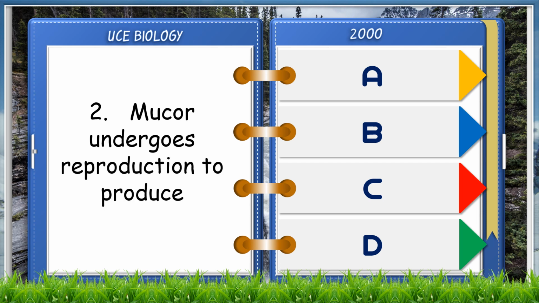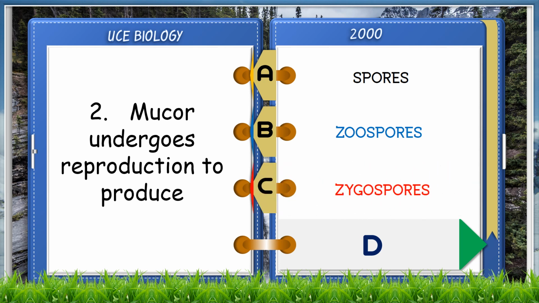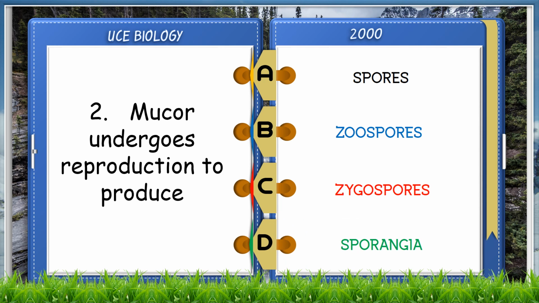Mucor undergoes reproduction to produce A. Spores. B. Zoospores. C. Zygospores. D. Sporangia. The answer is A. Spores.